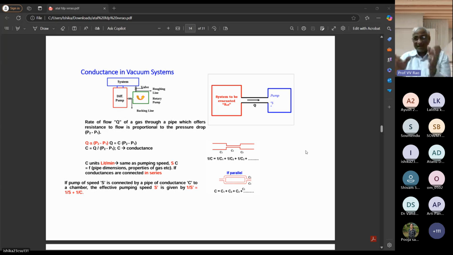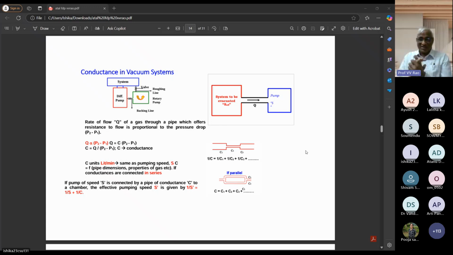Conductance is nothing but the Ohm's law of vacuum technology. What is Ohm's law in electrical engineering? Pressure drop is equivalent to potential drop. Current in the electrical circuit is equivalent to mass flow. Current divided by voltage is given by electrical conductance. Here, the gas current, the mass flow rate, divided by the pressure drop gives you the flow conductance. That is called C.